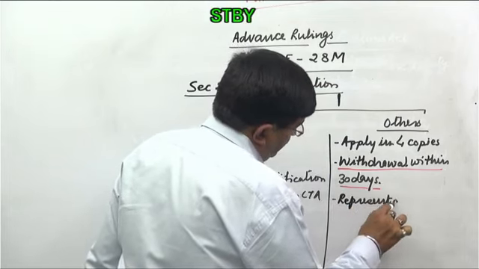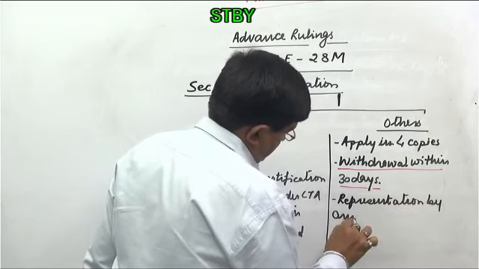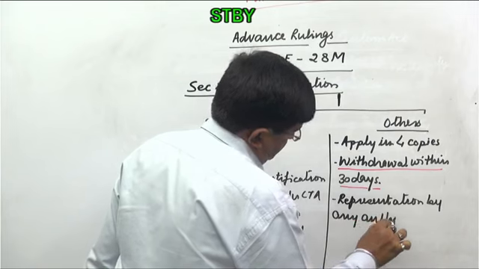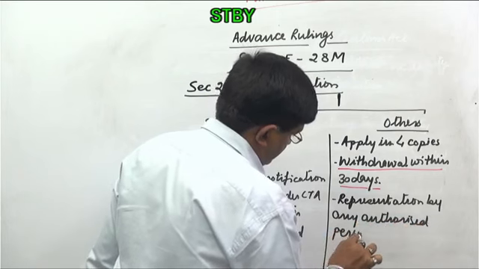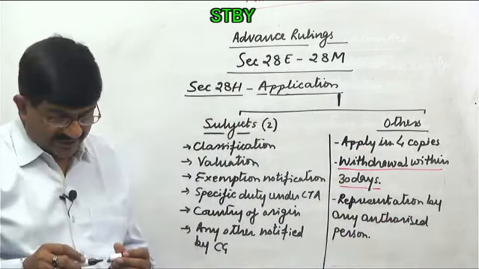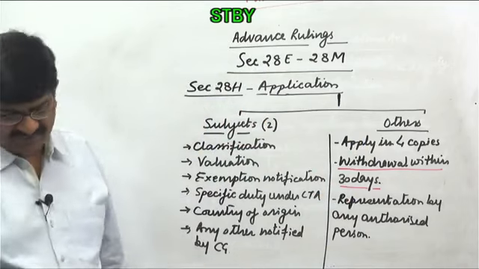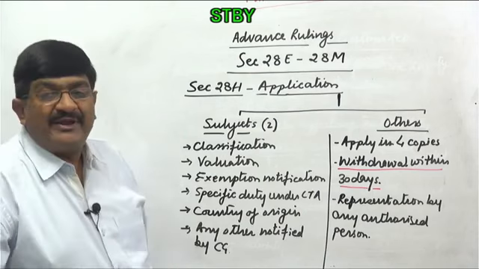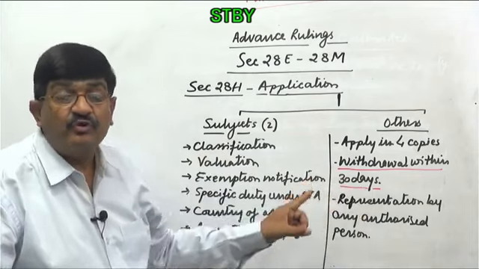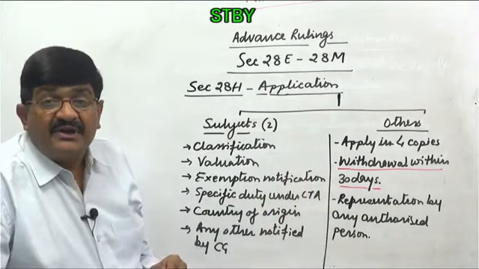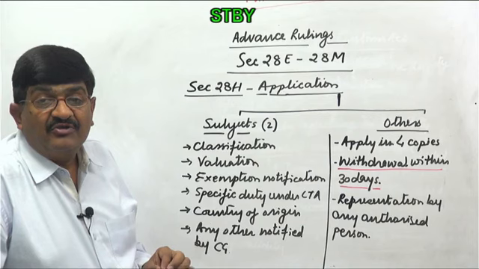Representation by any authorized person. So whoever is authorized under the Customs Act can represent the applicant. Okay, so this is about the application under section 28H. These are the subject matters, these are other things. Application in 4 copies, withdrawal within 30 days, and representation of the applicant by any person so authorized. And these are the subject matters on which application can be made.